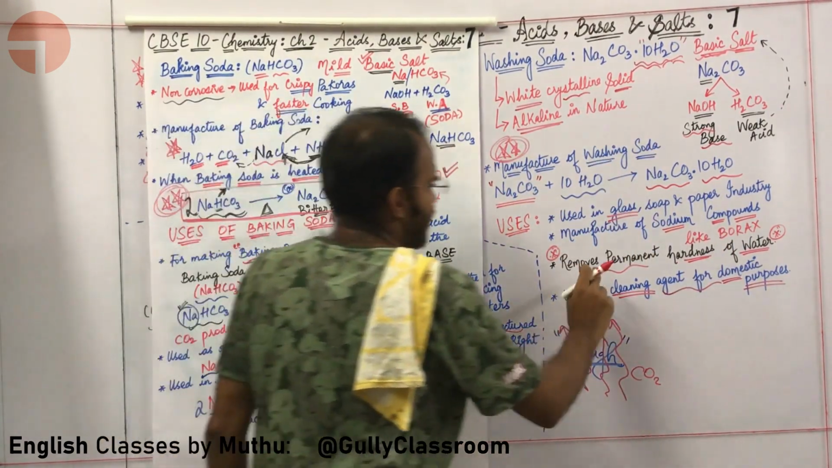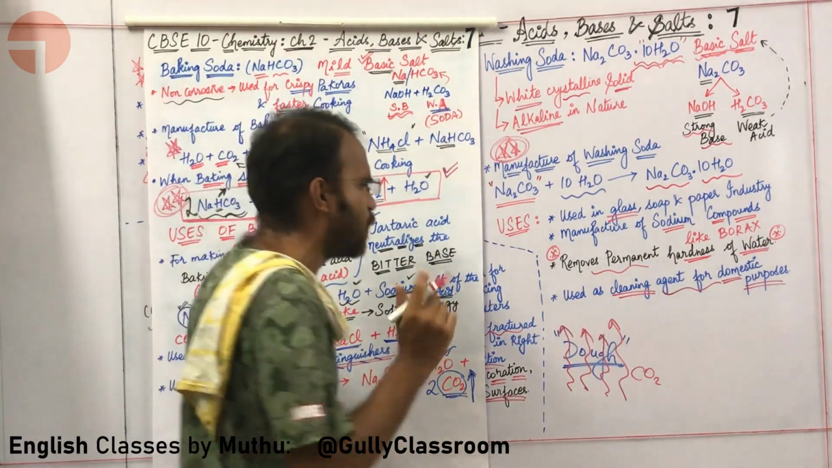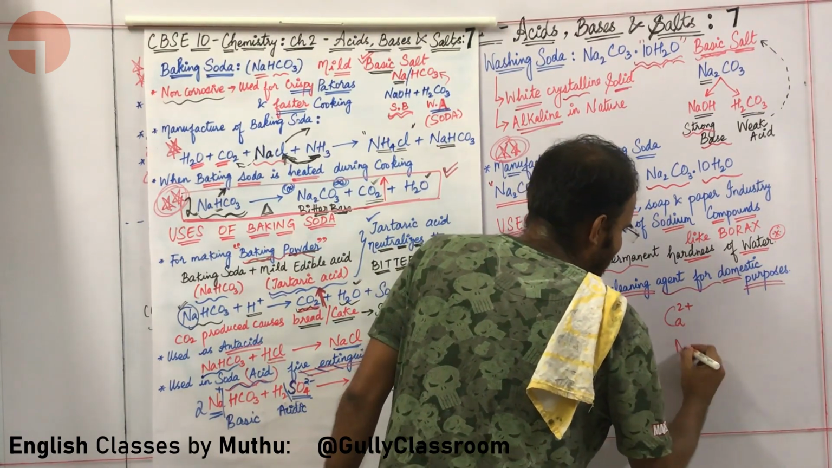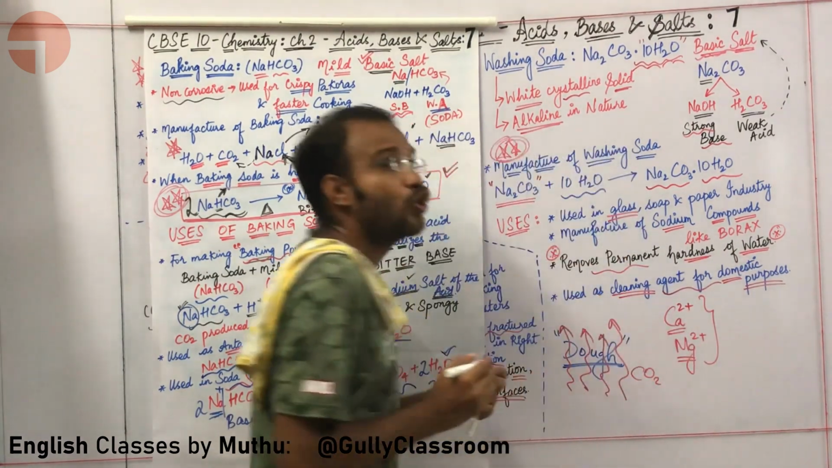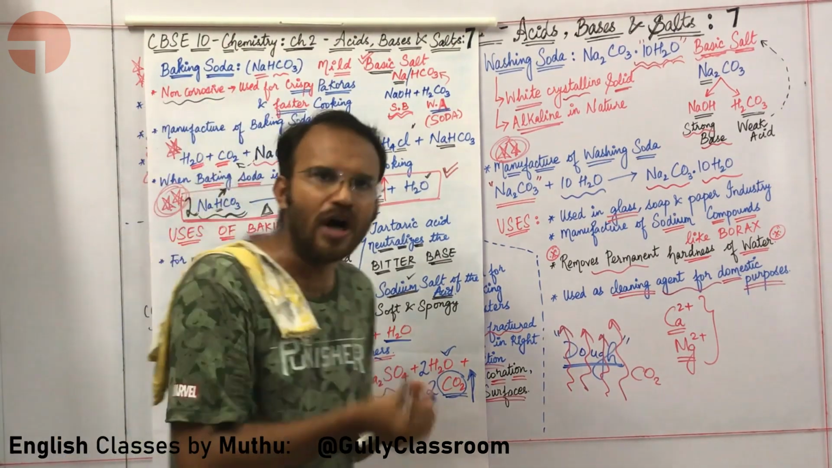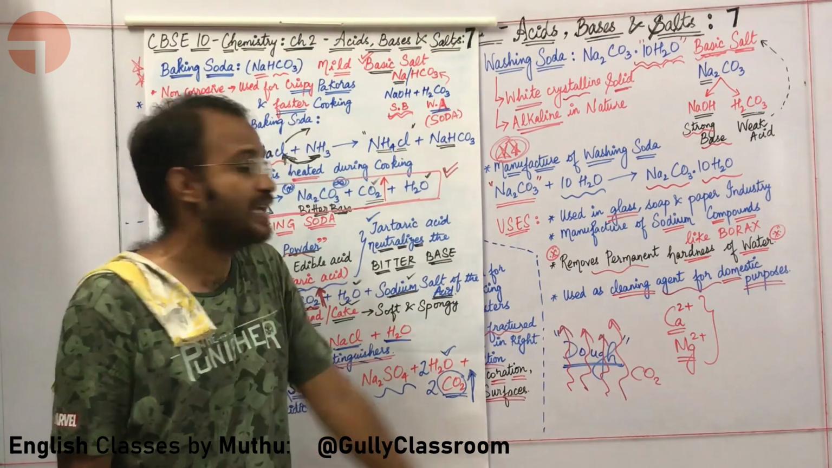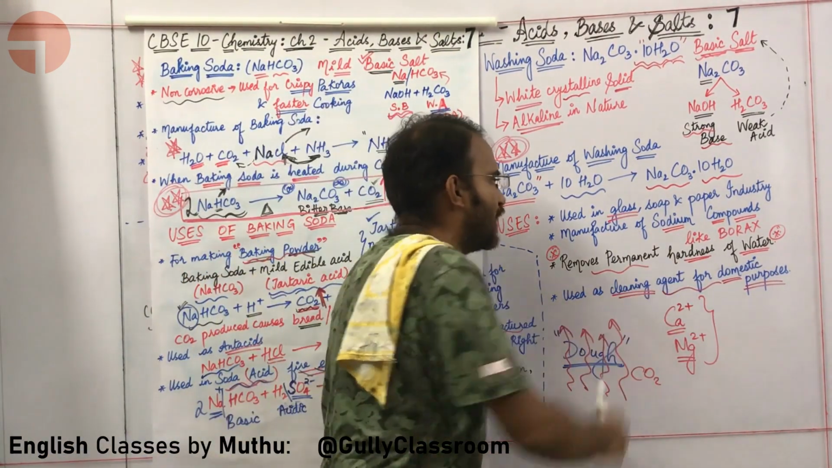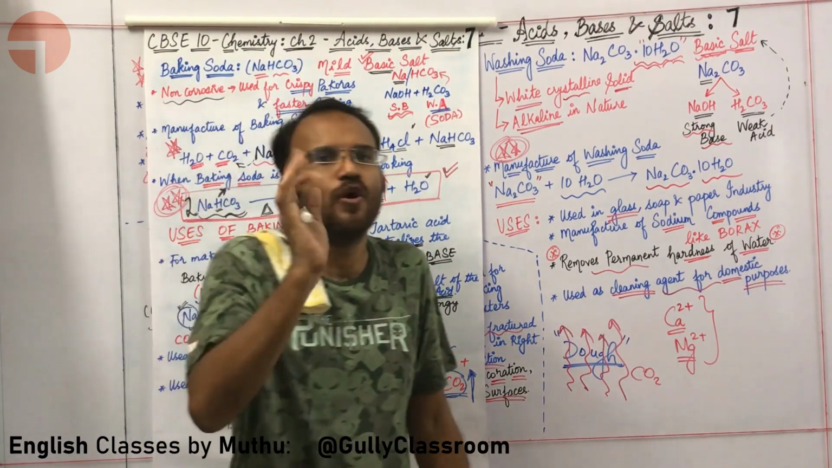Also, washing soda can be used to remove permanent hardness of water. First, what is permanent hardness of water? Sometimes water will contain calcium and magnesium ions. These calcium and magnesium ions do not allow soap to function well. When you are washing your clothes in hard water, the calcium and magnesium ions, Ca2 plus and Mg2 plus ions present in hard water stops the foaming of soap. The soap will not wash well.